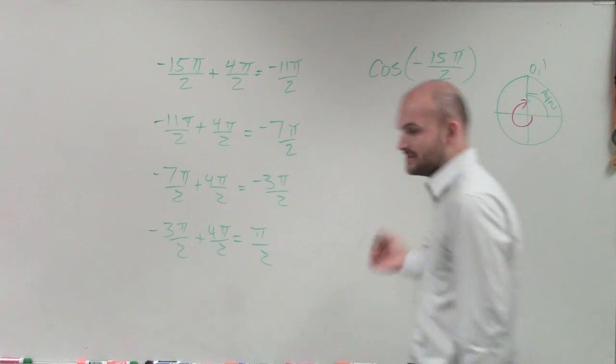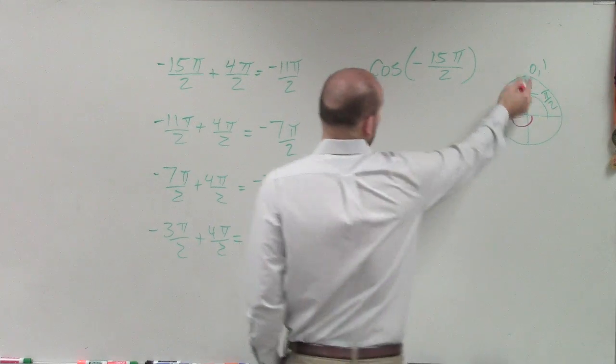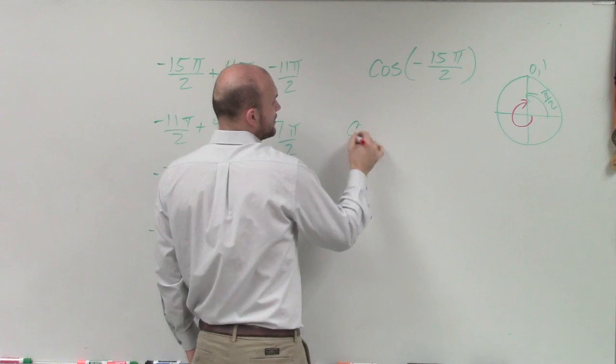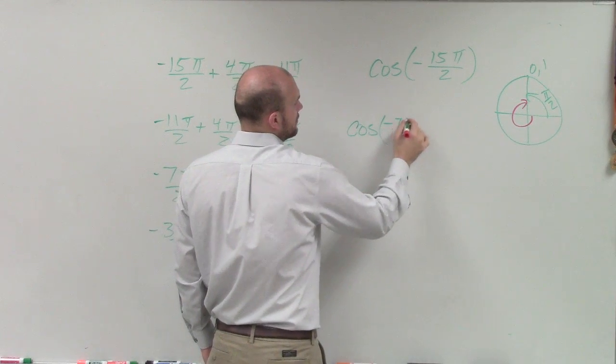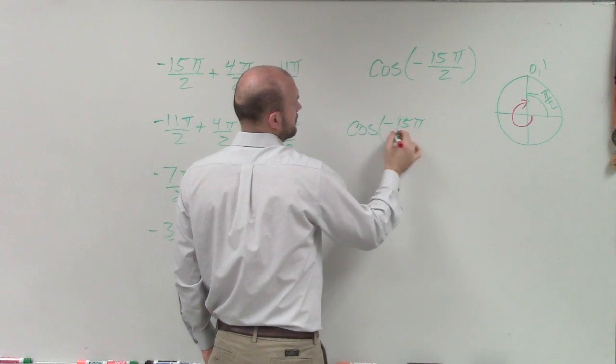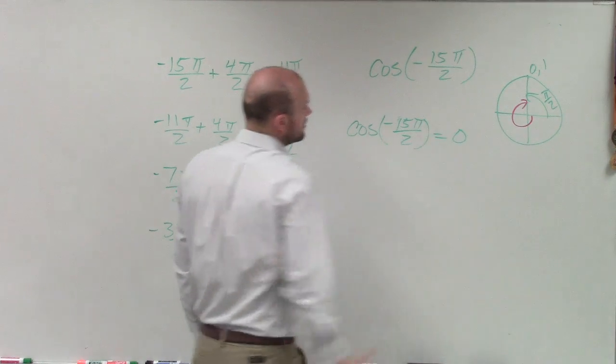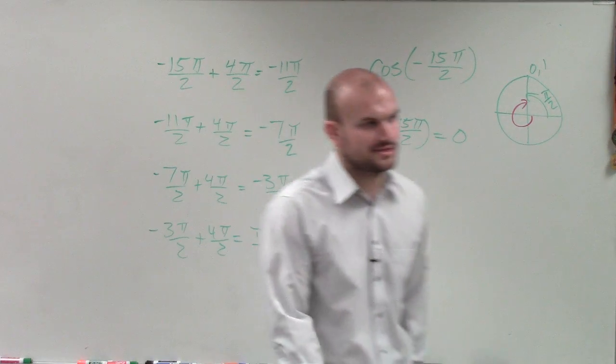So now it tells me just to do cosine, right? Well, at this point, cosine of that angle is equal to 0. Okay? So that's your final answer for that.